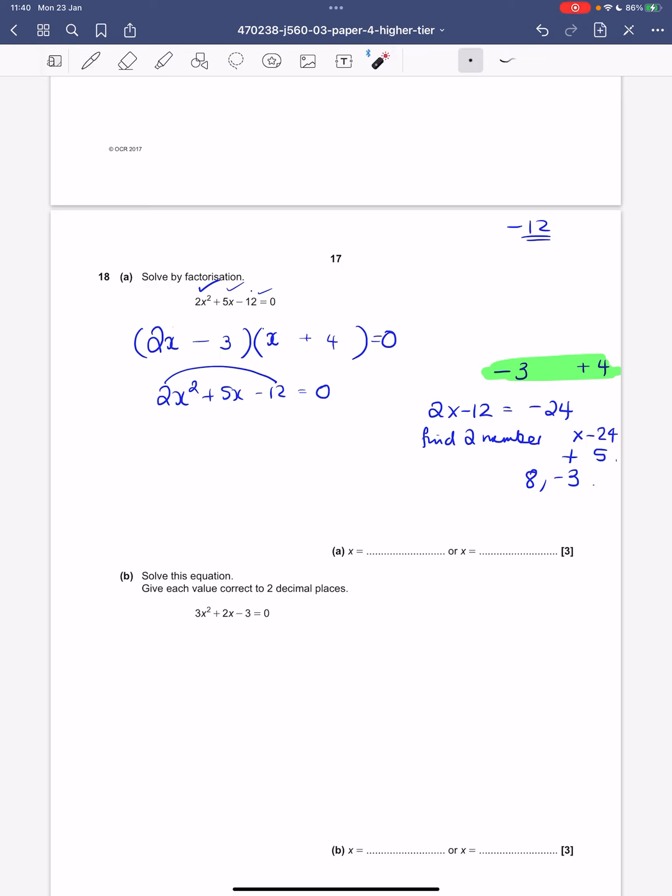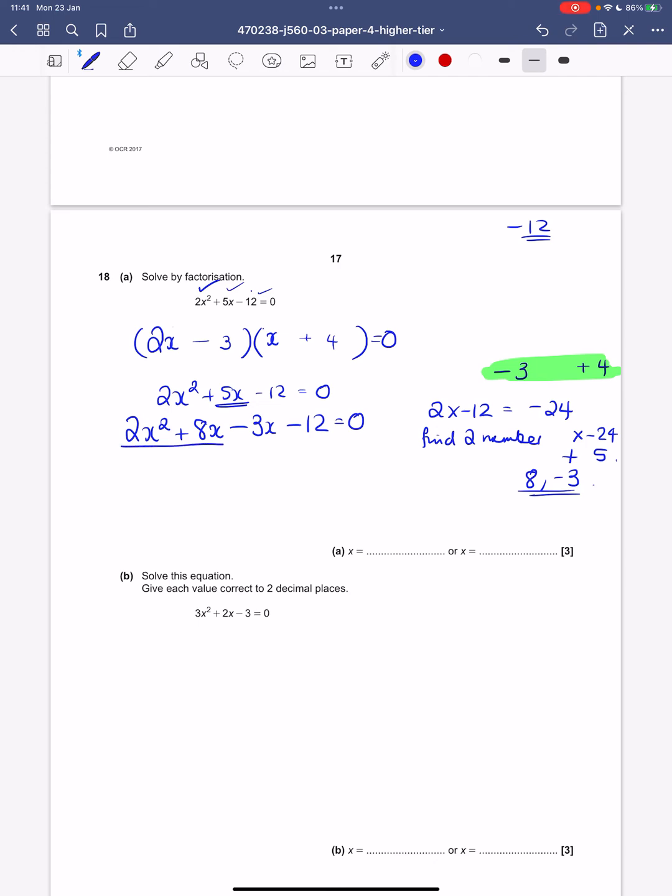So you start by multiplying these together, minus 24. Then you find two numbers that multiply to make that and add to give the middle number. And it's 8 and minus 3, because 8 times minus 3 is minus 24, and 8 plus minus 3 is 5. So what you do when you've got that, you say it's 2x squared, and then you separate this 5x out this way. So it's plus 8x minus 3x minus 12 is 0.